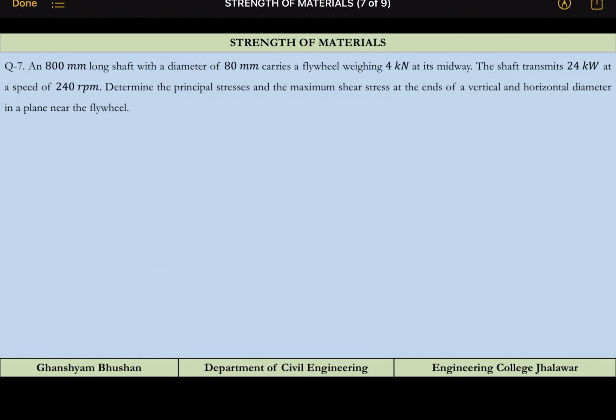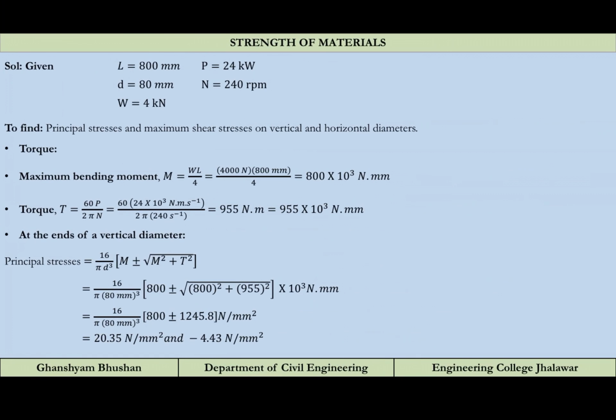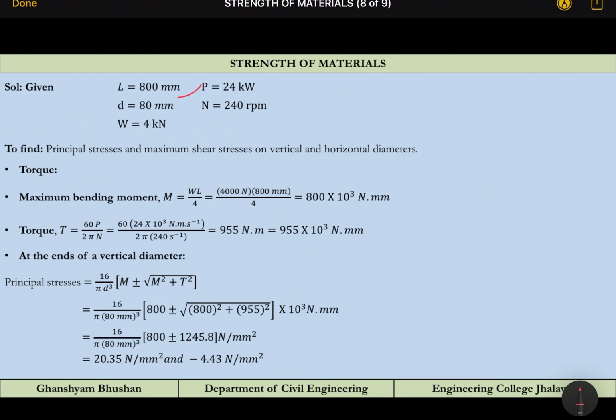So let us try to apply this concept. The question states: an 800 mm long shaft with a diameter of 80 mm carries a flywheel weighing 4 kilonewton at its midway. The shaft transmits 24 kilowatt at a speed of 240 rpm. Determine the principal stresses and maximum shear stress at the ends of the vertical and horizontal diameters in a plane near the flywheel. It is very easy. Length is 800 mm, power is 24 kilowatt, diameter 80 mm, N is 240 rpm, and the load is 4 kilonewton.